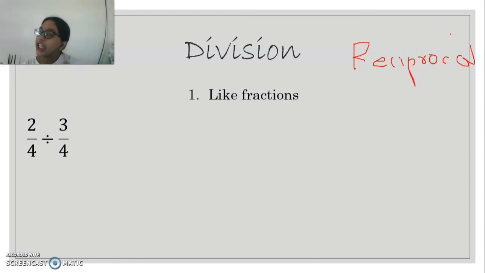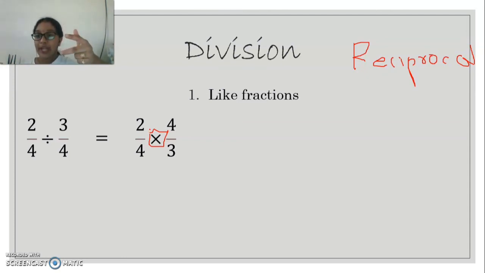Now, what will you take for the reciprocal? The first fraction will remain the same. Now, we're going to change the second fraction. We're going to reciprocate it. Reciprocating means changing the numbers from up to down, down to up. Now, if you're wondering why I have written a multiplication sign here, I didn't forget to write division. While reciprocating it, the sign changes.